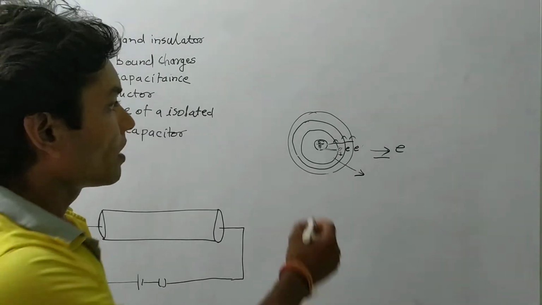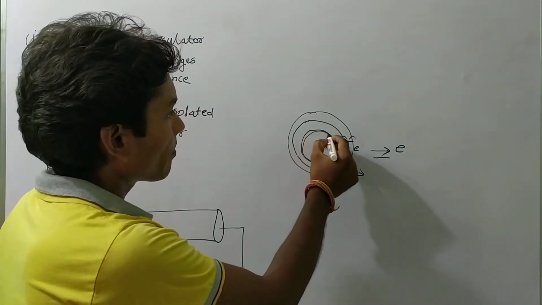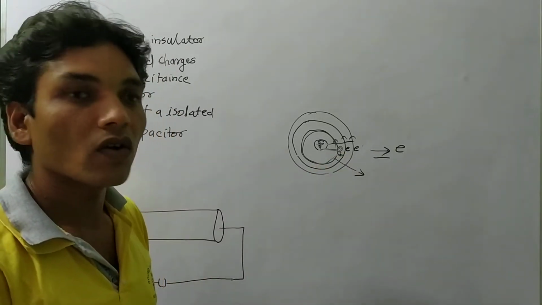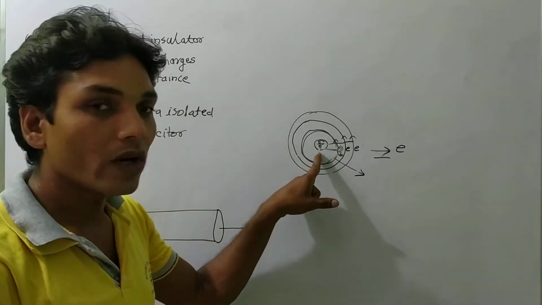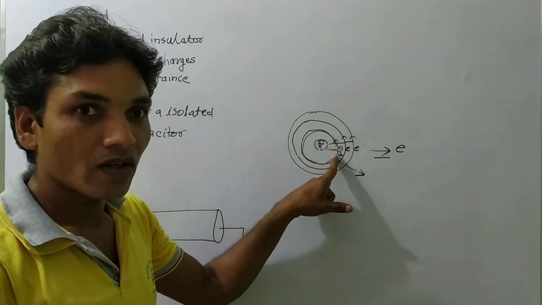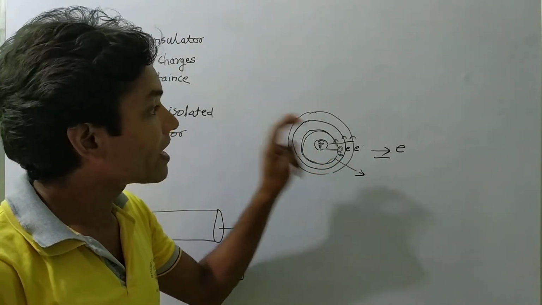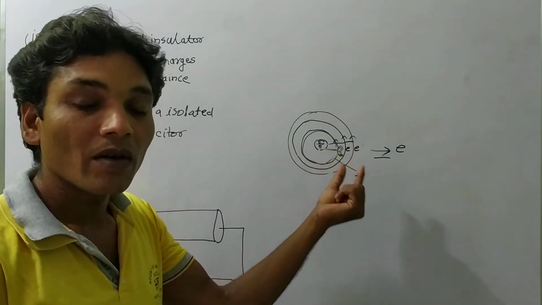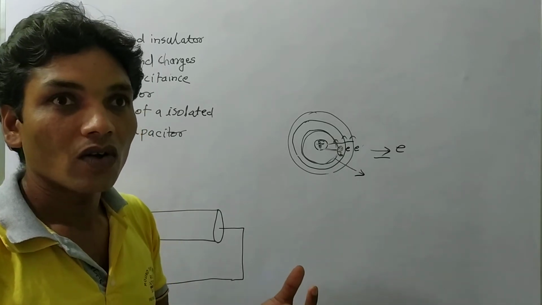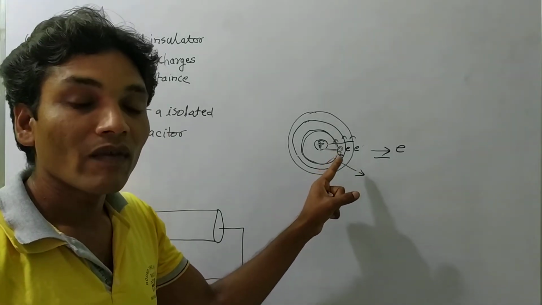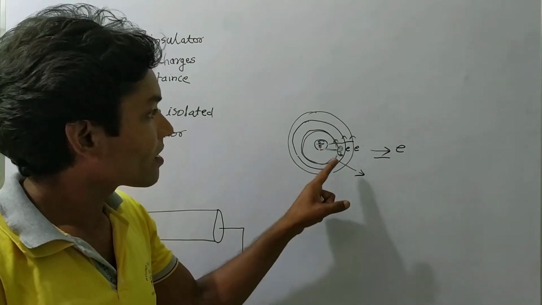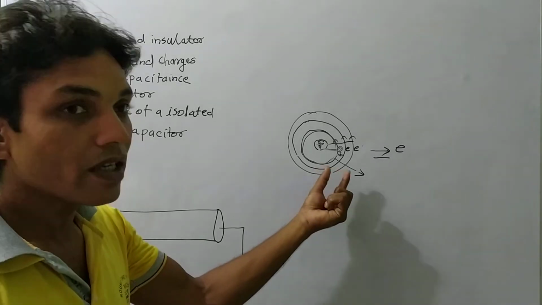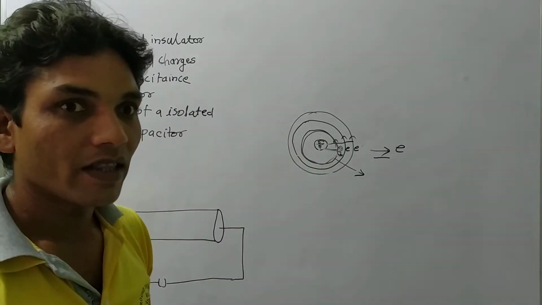Now, in the inner orbit, this electron is bound by a strong attractive force with the nucleus. This electron will not be able to detach from the atom. That's why it is called a bound electron, and its charge is called bound charge. Okay, that's all.